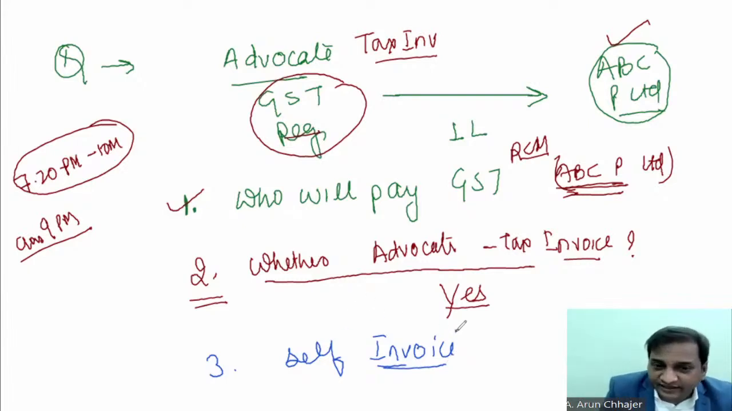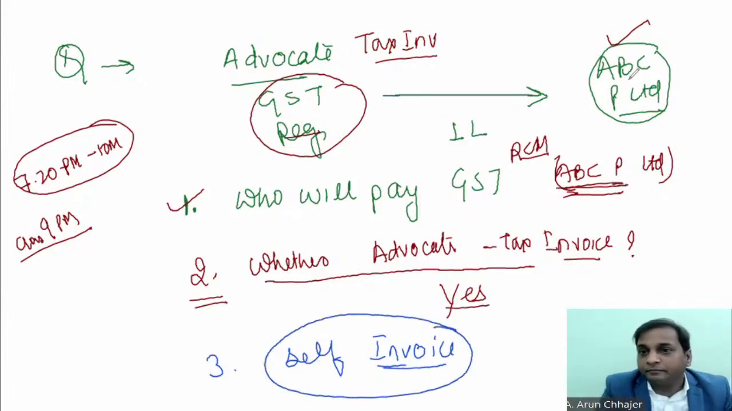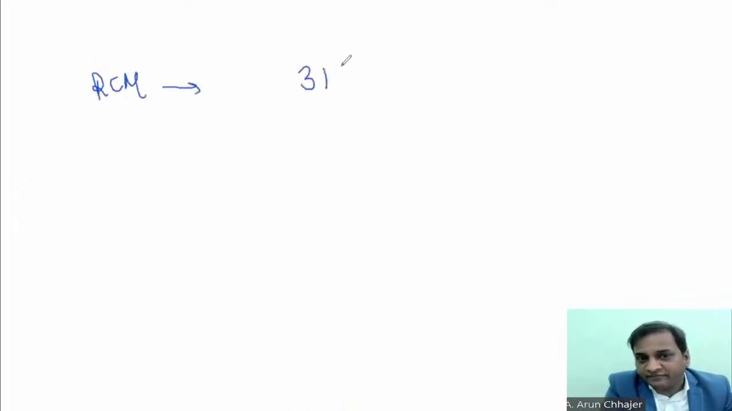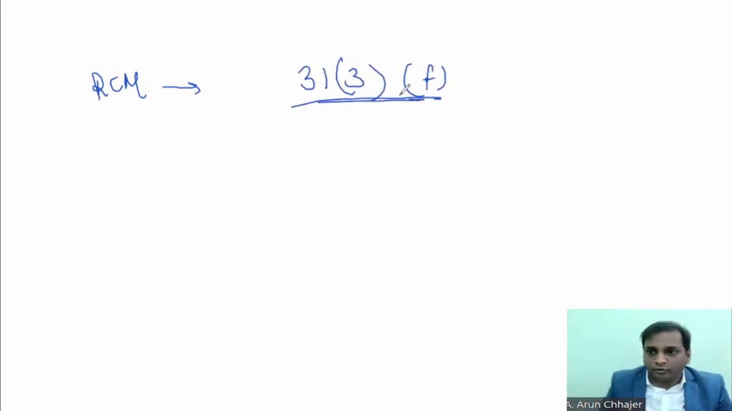Now my question is whether a self invoice is required to be prepared by ABC Private Limited. I am talking about an RCM transaction, and about section 31 subsection 3 clause F. First, I'm talking about clause F. The rest I will talk about later on, after this explanation. Right now, I am talking about section 31 subsection 3 clause F.